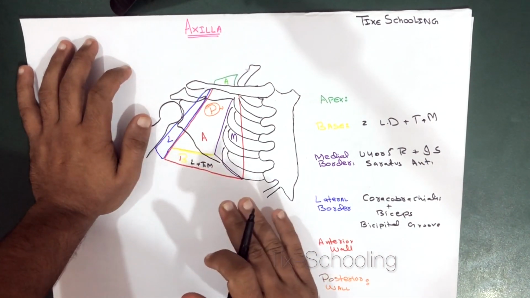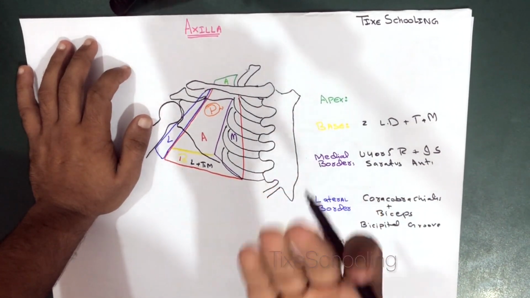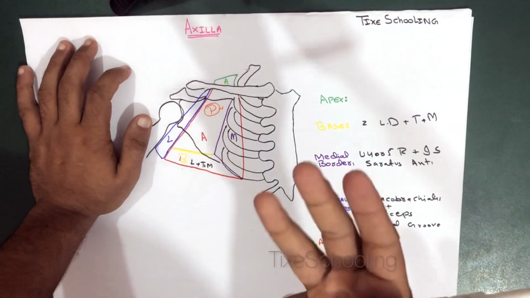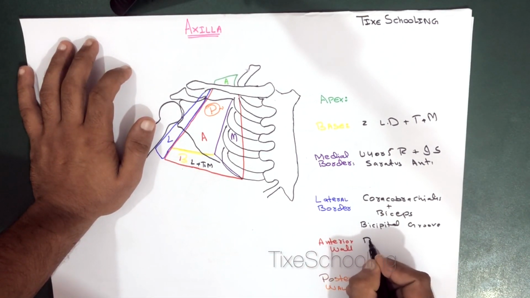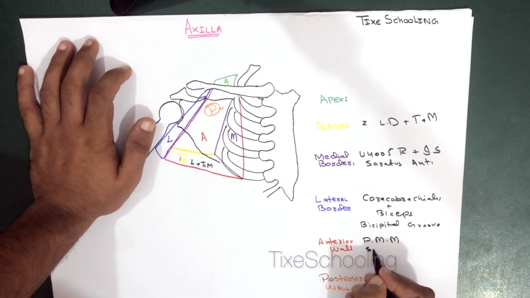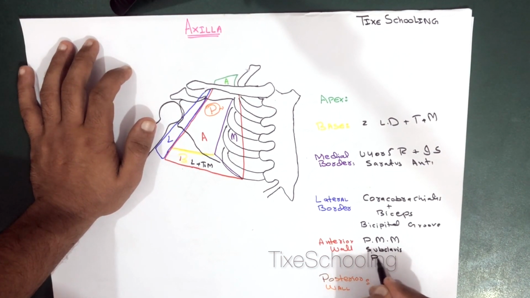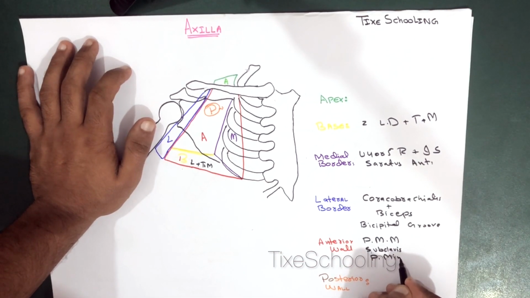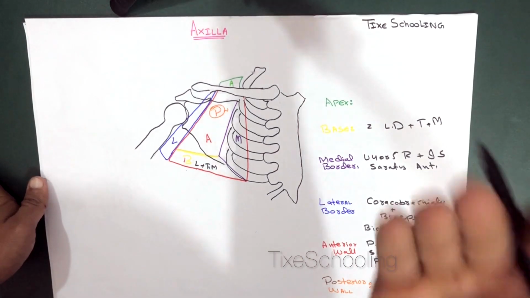So the anterior wall is actually formed by 3 main muscles. Which are these muscles? This includes the pectoralis major muscle, the subclavius, which is actually attached to the clavicle, and the pectoralis minor. These 3 muscles form the anterior wall of the axilla.